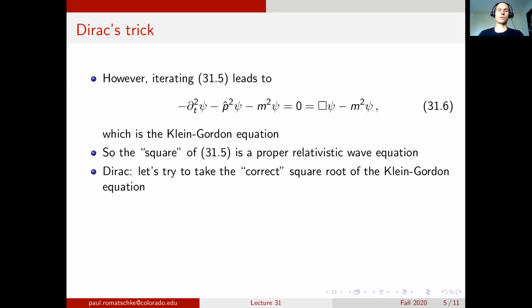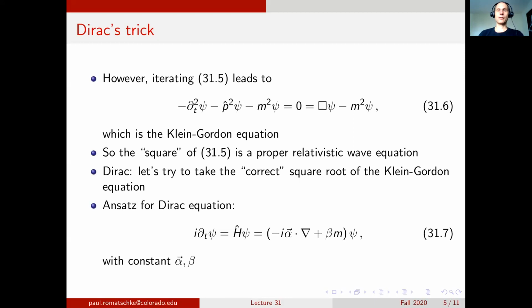Dirac's trick was to recognize that we could start from the Klein-Gordon equation and would have to take a square root out of the Klein-Gordon equation to get the wave equation that we need. However, since 31.5 was the wrong square root, we needed to take the correct square root out of the Klein-Gordon equation. He wanted to write down a wave equation that was linear in derivatives.